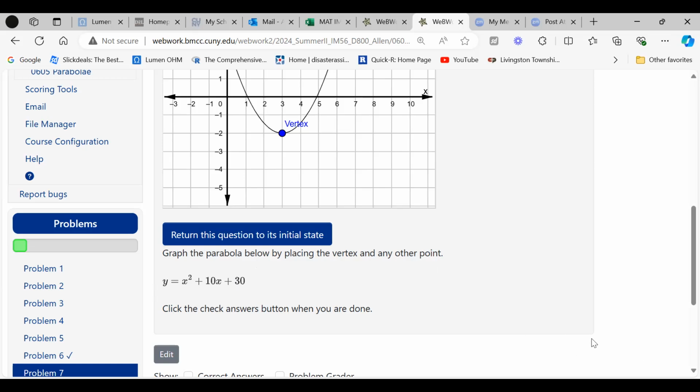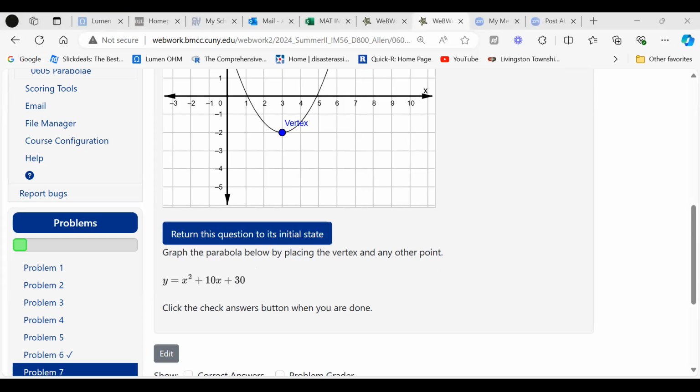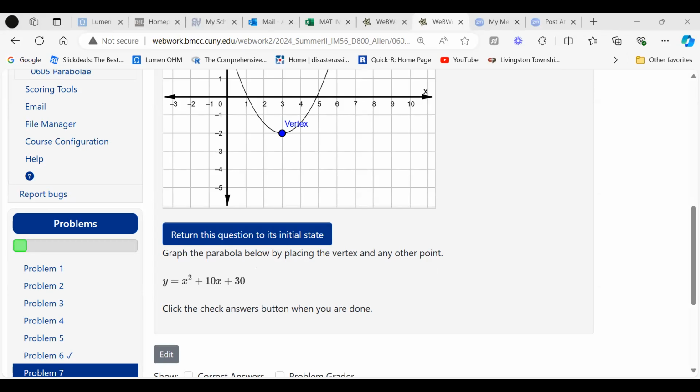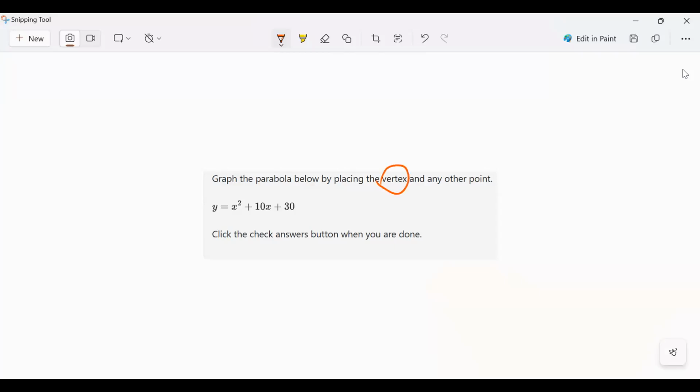So you've got to try this. Find a vertex and a y-intercept. Vertex, and then any other point will be the y-intercept. The y-intercept is always very easy to locate. You just set x equals 0. Okay, I'll give you some time. Let's try this.